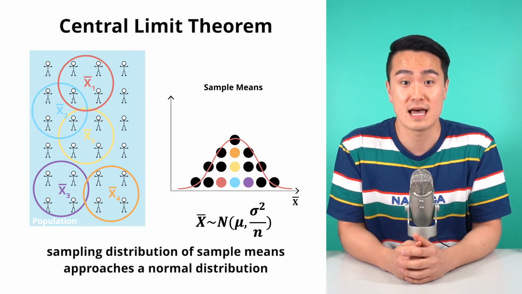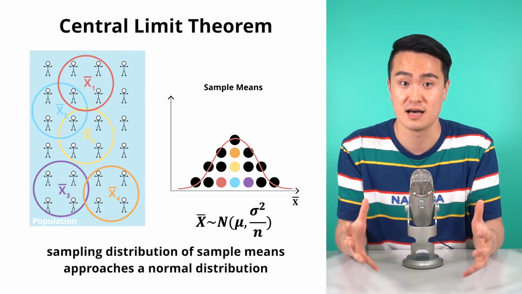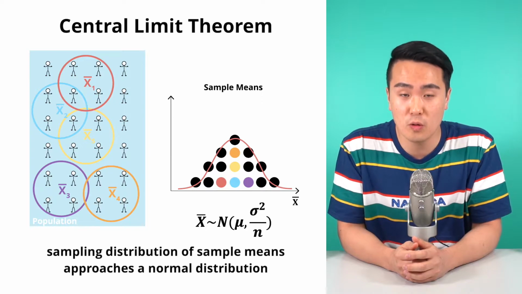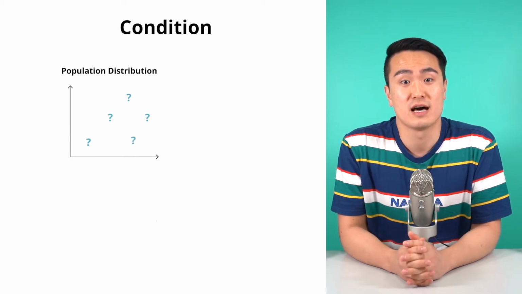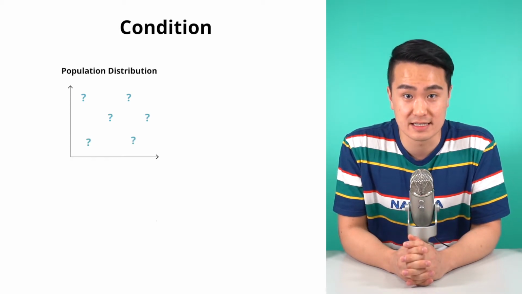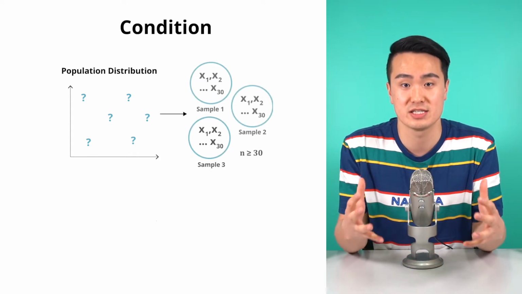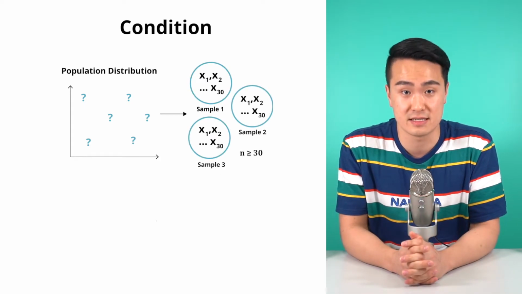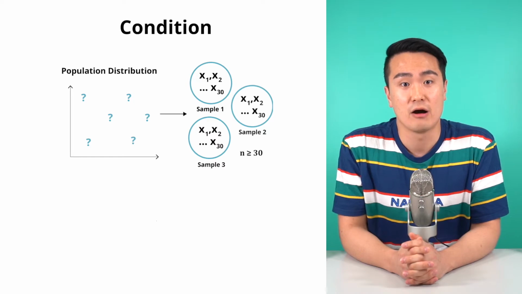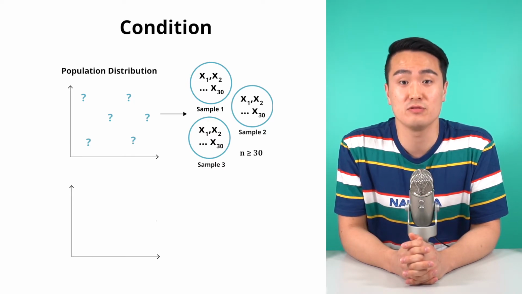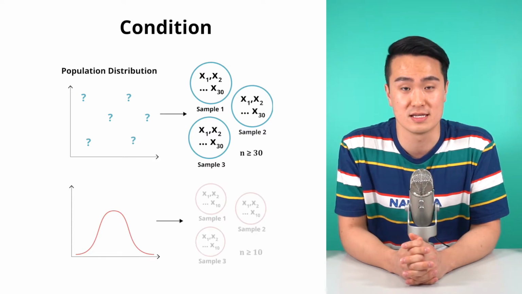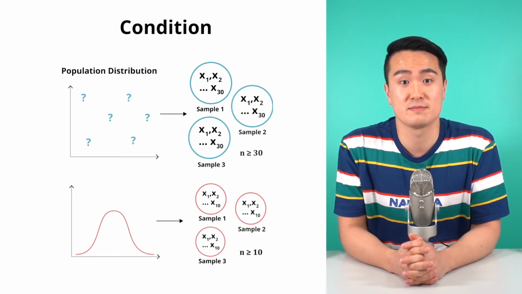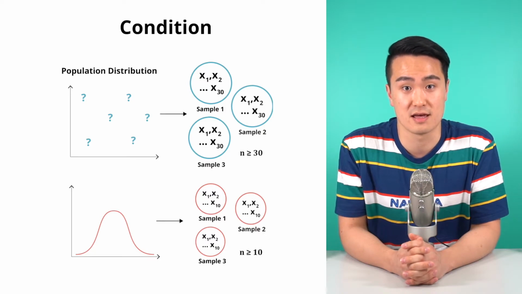But if we take samples with a large enough sample size, then the sample means will always follow a normal distribution. There is one important condition we have to remember. If we don't know what the underlying population distribution is, then we must have a large sample size n for the CLT to hold. However, if we do know that the original population distribution is already normal, then we can get away with a smaller sample size. A commonly accepted sample size is n greater than 30.